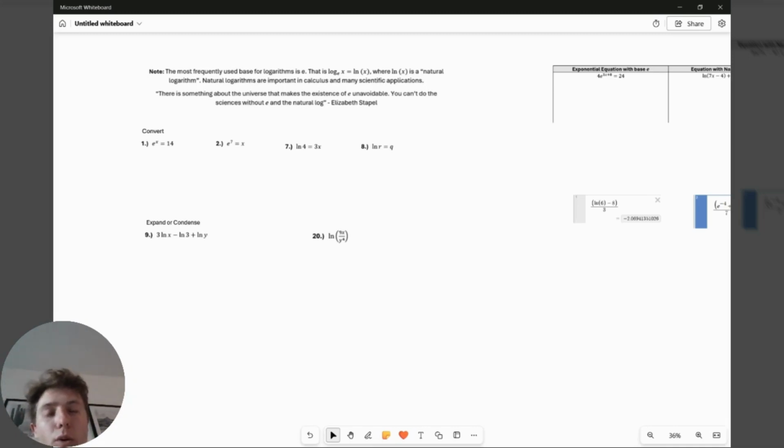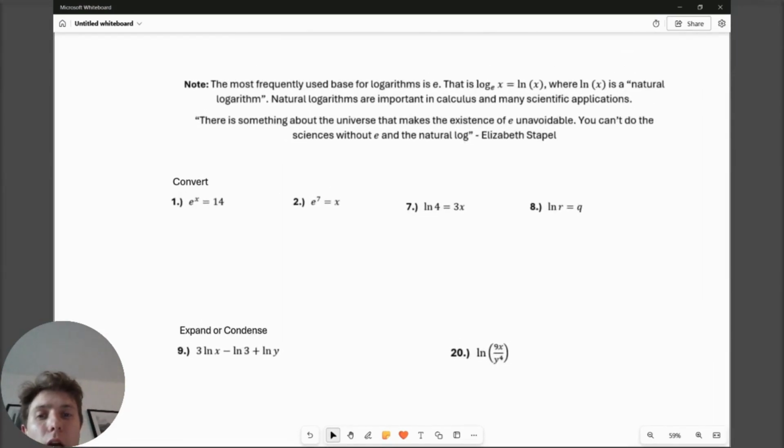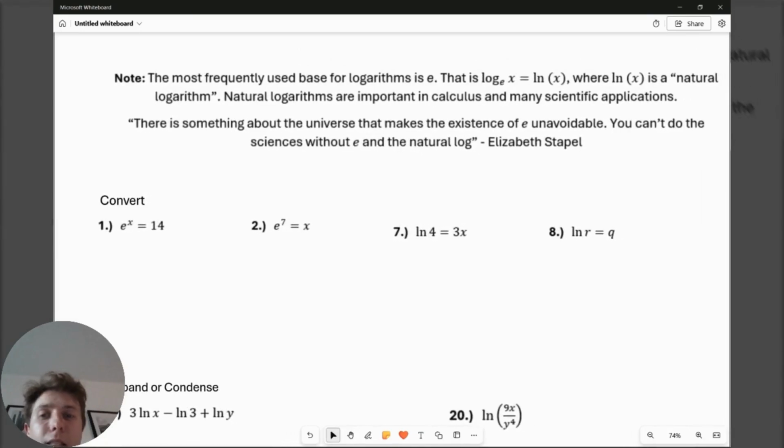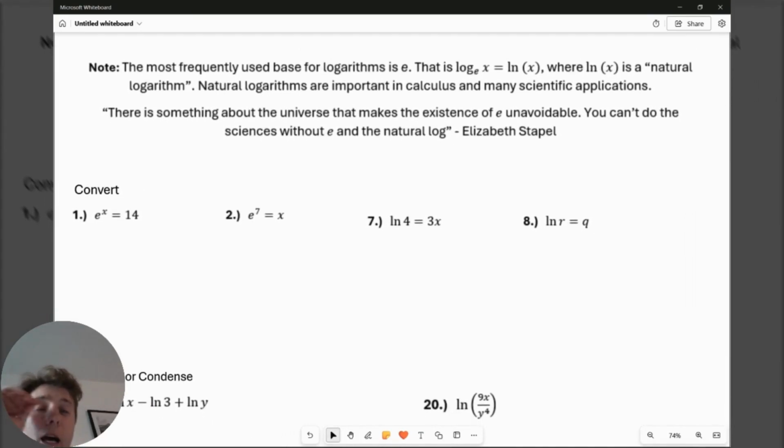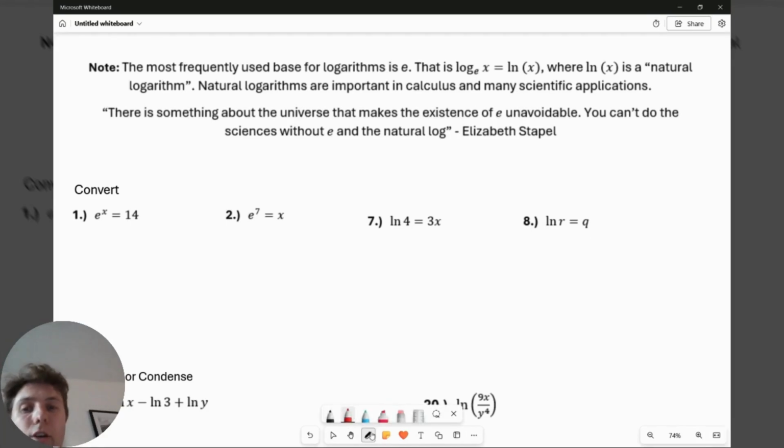8.4 is all about what's known as a natural logarithm. So the good news is when we talk about natural logs, it's still practically the exact same idea as a log. But let's just go ahead and introduce whatever a natural log is.